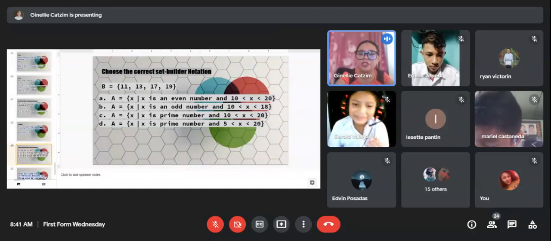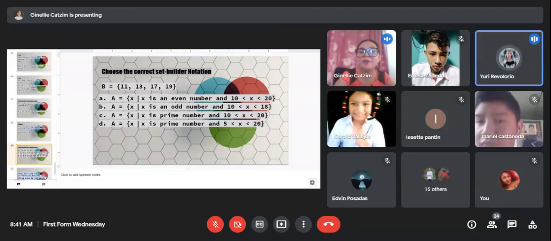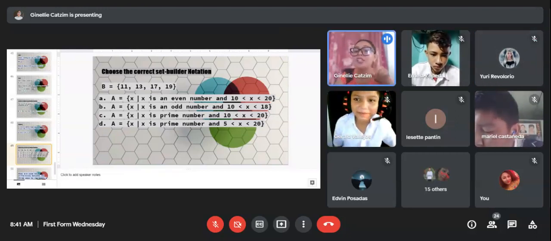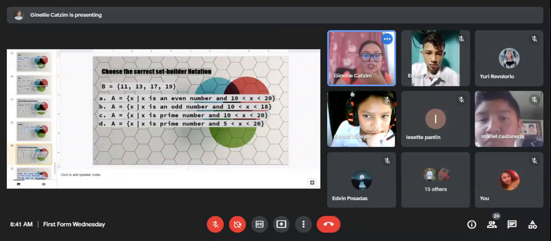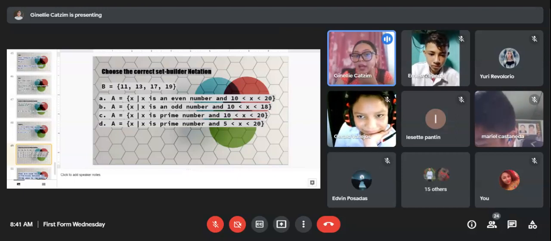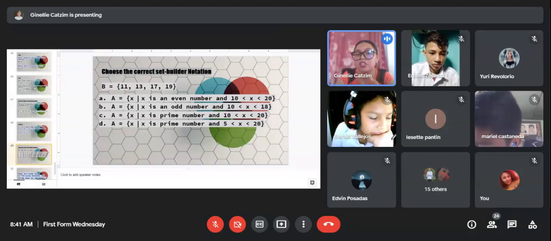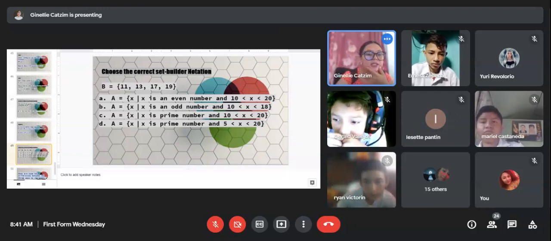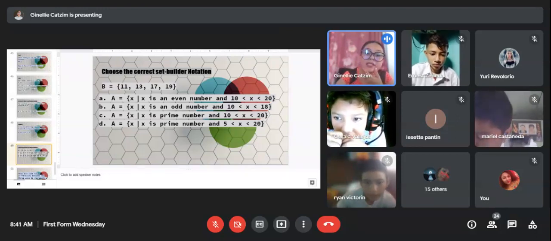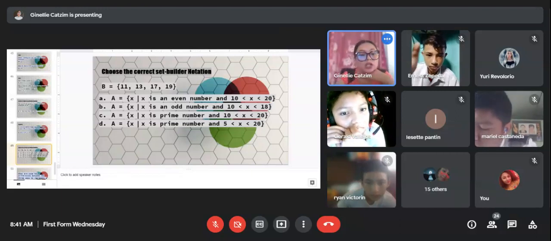So now you are changing to C, right? Why? Miss, I was the first one to change it, because I just realized that they are prime numbers. Yes, good. They are prime numbers, right? And you need to look at the condition too. In B, those are also odd numbers, but they are missing one odd number, right? Yes, miss, which is 15. So the condition there says x is more than 10, but x is less than 18. But we have 19 there, so that wouldn't work.